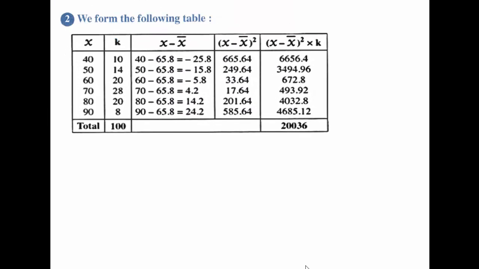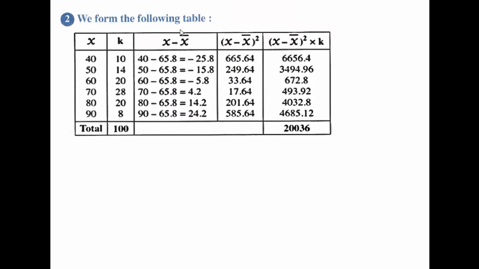The second step, we form the following table as shown: x, k, x minus x bar, x minus x bar all power 2, x minus x bar all power 2 multiply k. We put the elements of x and the numbers of k as shown. Then I will subtract the mean from each value in the x column. 40 minus 65.8, where 65.8 represents the mean x bar. The difference will be negative 25.8 and so on.